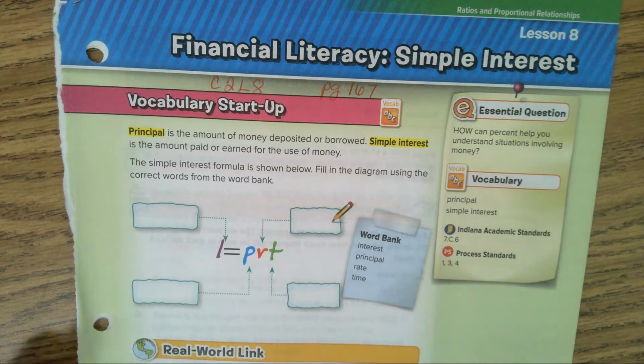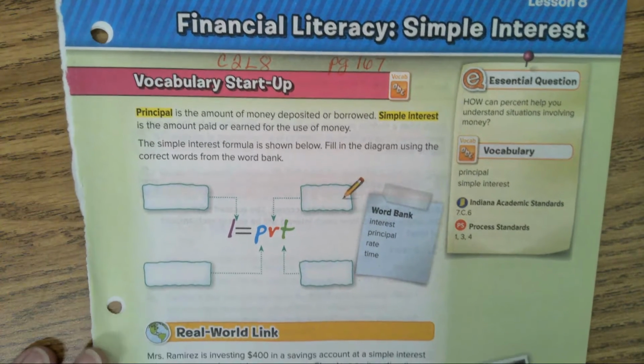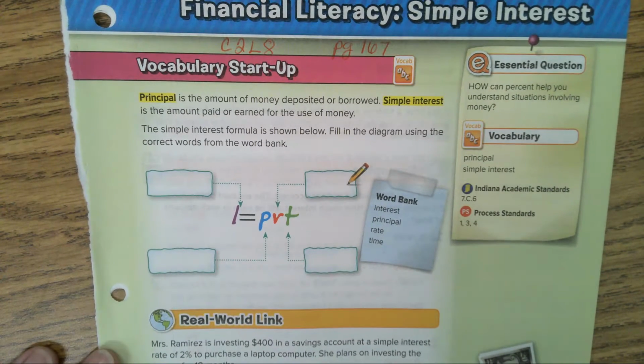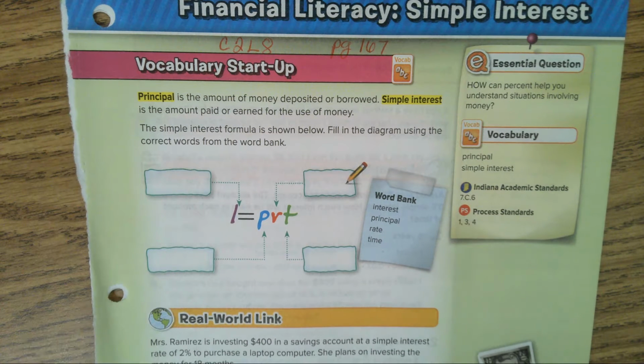Okay, principal. This is not the person who runs your school. There's another definition for it. Principal is the amount of money deposited or borrowed. Simple interest is the amount paid or earned for the use of money. So if you have a bank account or a savings account in a bank and you put money in, you are earning interest on your money. That's a good thing. Another instance where you need to know about interest is when you borrow money.